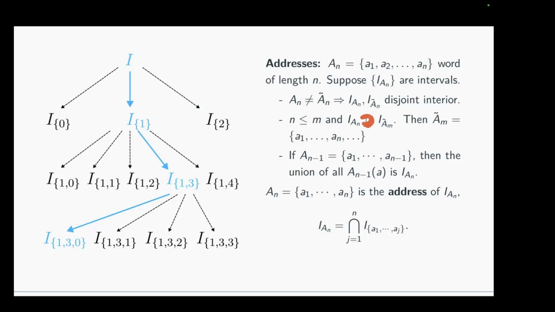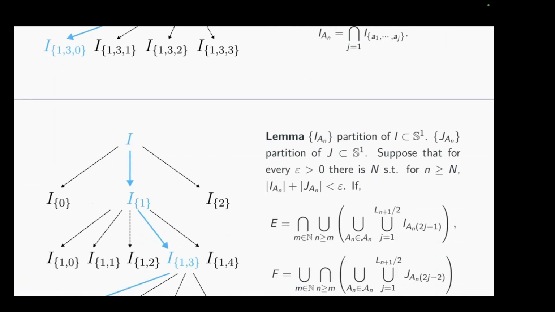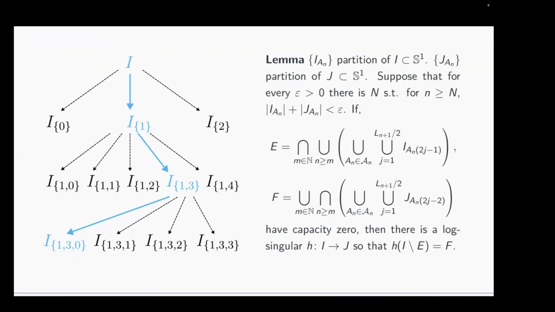And the key tool is to use this interval, these decompositions to build log singular maps. And this is what I do in this lemma. So it says the following. If you have a partition of a certain subarc, and then you have another partition of a certain subarc, what I want to do is build a log singular map that goes from one to the other.